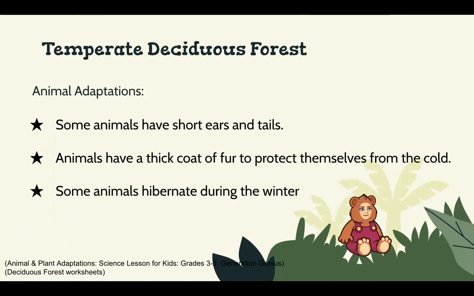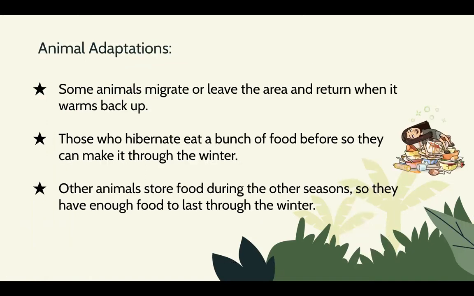Some animal adaptations include short ears and tails, and some animals even have a thick coat of fur to protect themselves from the cold. Some animals can either choose to hibernate during the winter or migrate, which means they leave the area and return when it warms back up. Hibernation is when an animal is going to take a big long nap during the winter, but before they do this, they have to stock up on food. So they eat a bunch and then they go sleep for a while until it warms back up and they can come back outside. Other animals can just store food during the other seasons and use it during the winter, so they don't have to hibernate or migrate.